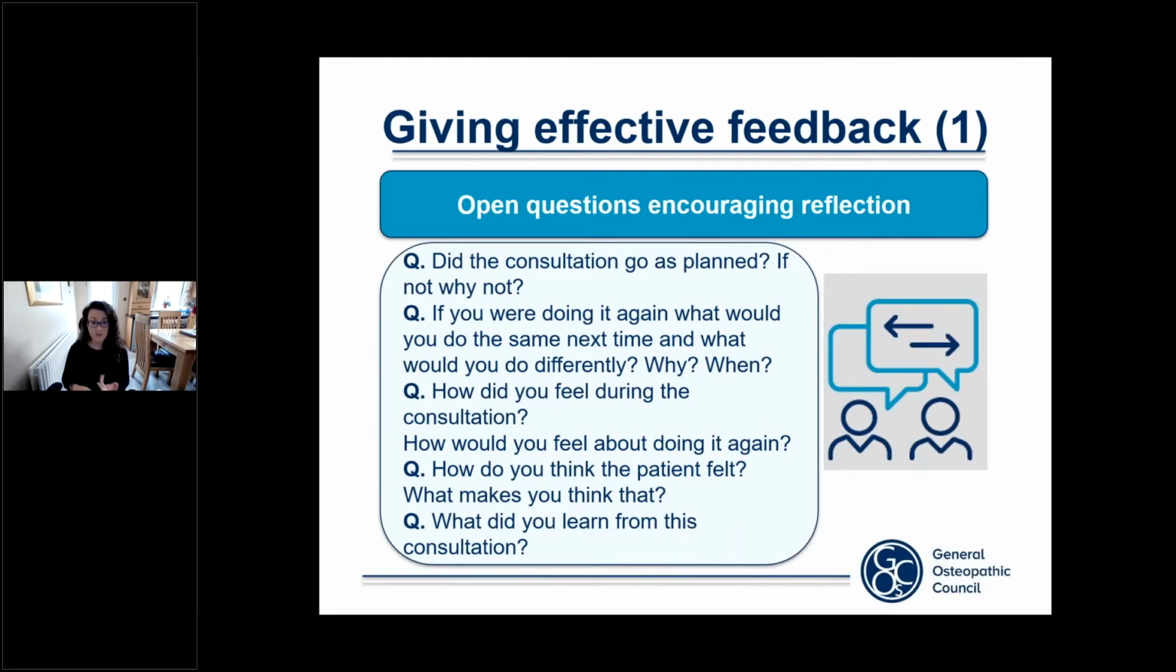A great question to ask is, how do you think the patient felt? Help your colleague put themselves in the shoes of the patient. And then ultimately, what did you learn from this consultation? Now, if you use these questions, I really believe that will give structure to your discussion and that you will learn from it and get the most out of it.